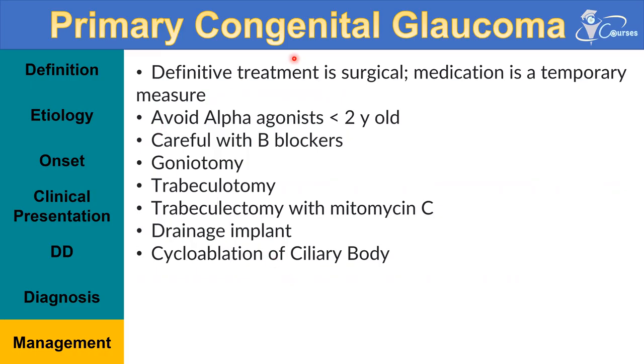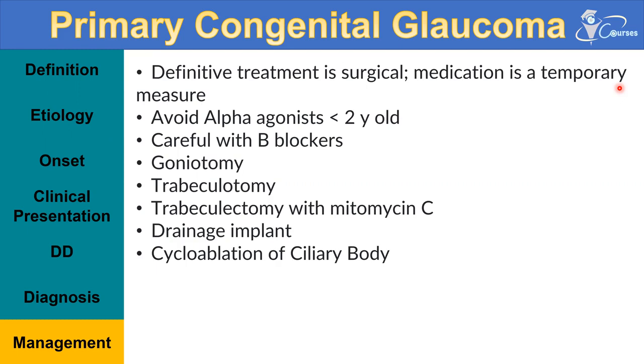Regarding the management, the definitive management is surgical. We just use medications as a temporary measure. If we diagnose a patient with primary congenital glaucoma for the first time, we just control the intraocular pressure by medication as a temporary measure while awaiting the surgery. There are certain precautions regarding the medications that those children should receive. The most important is the alpha agonist. The alpha agonist is contraindicated in children less than 2 years old.